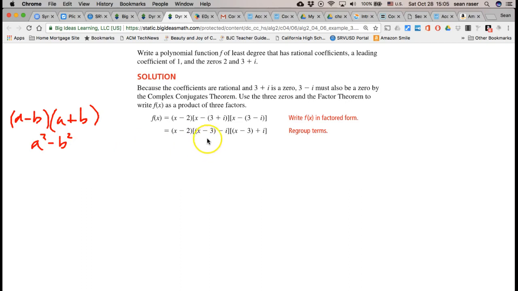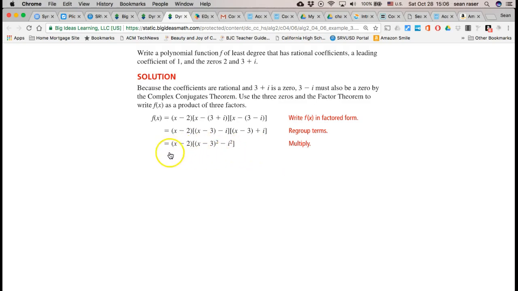So here, our a term is x minus 3, so this is just going to be (x minus 3) squared, and then minus b squared, where b is just i, so it's going to be minus i squared. Okay, so that's what this is going through. The regrouping of terms makes it so that when you multiply these together, you get to use this difference of squares pattern. So now we've got that simplified.